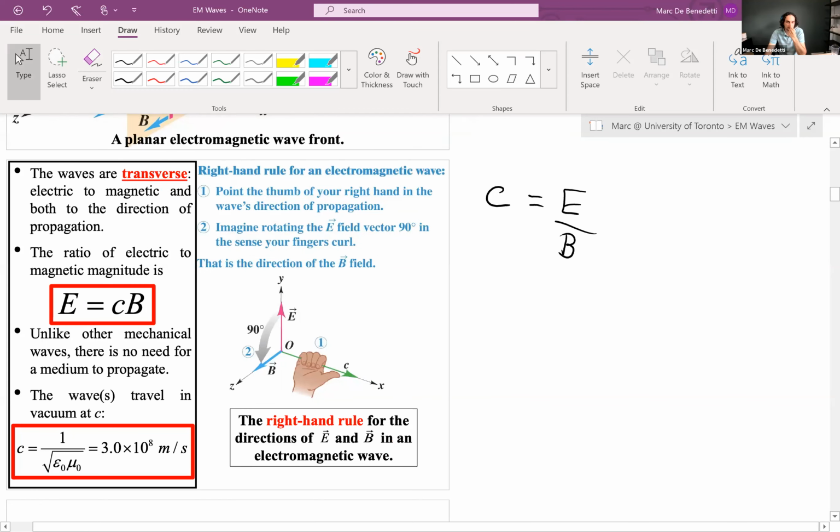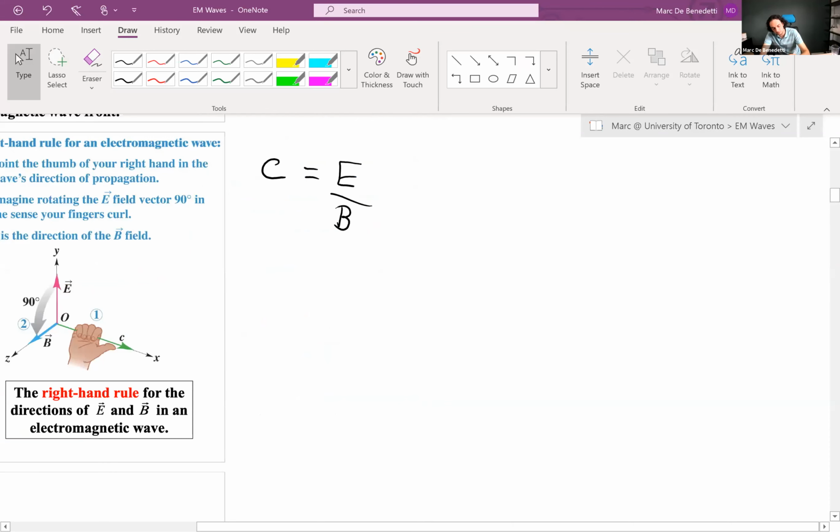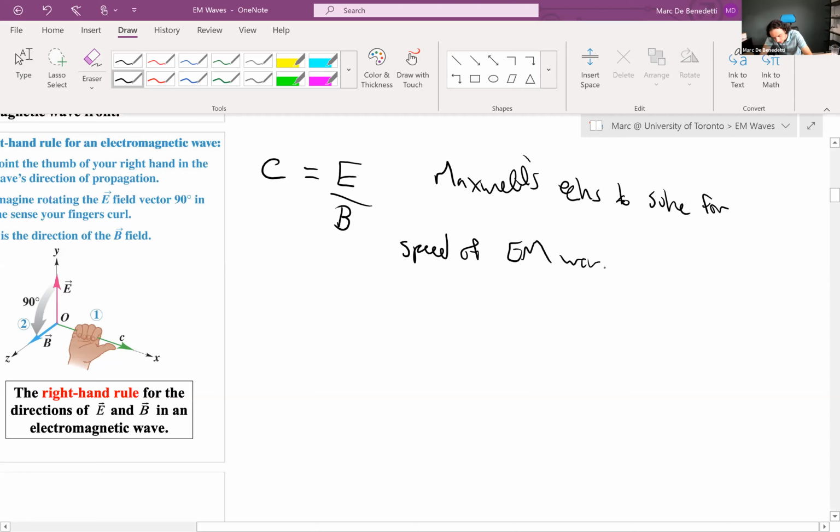Now, you might be asking yourself, is that number just what it is? Where did that come from? Is that just a fact of nature, or is there a better way to understand that? There is, in fact, a better way to understand that. And you can actually use Maxwell's equations to solve for the speed of an electromagnetic wave.